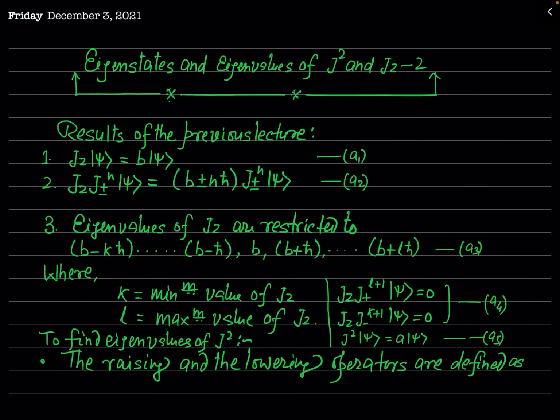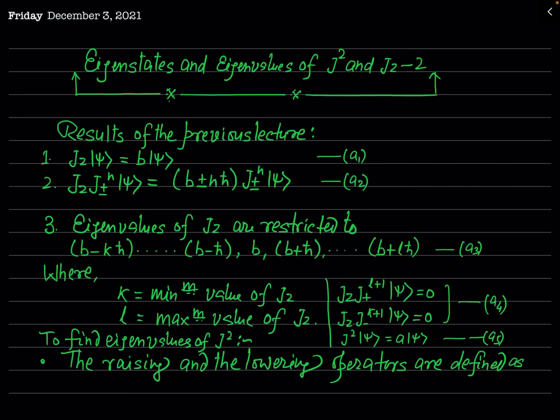We were discussing the problem of finding the eigenstates and eigenvalues of the operators J squared and Jz. In the first part of this lecture, you have seen some of the important calculations regarding this problem, and in this second part, we will complete the calculation of eigenvalues and eigenstates of the operators J squared and Jz. First of all, I would like to repeat the important results which we discussed in the first part of this lecture.